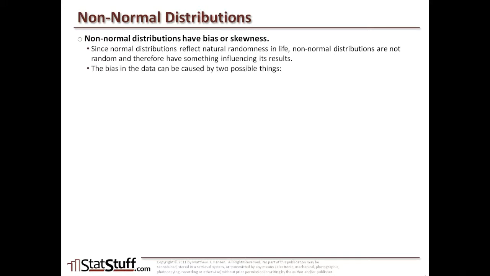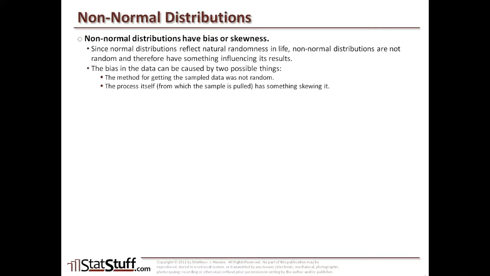So the bias that we have in the data can be caused by two possible things. It's either in the method that we used in gathering the sample data. Maybe that method itself was not random and it caused us to collect the data that doesn't really represent the population and therefore is not normal.